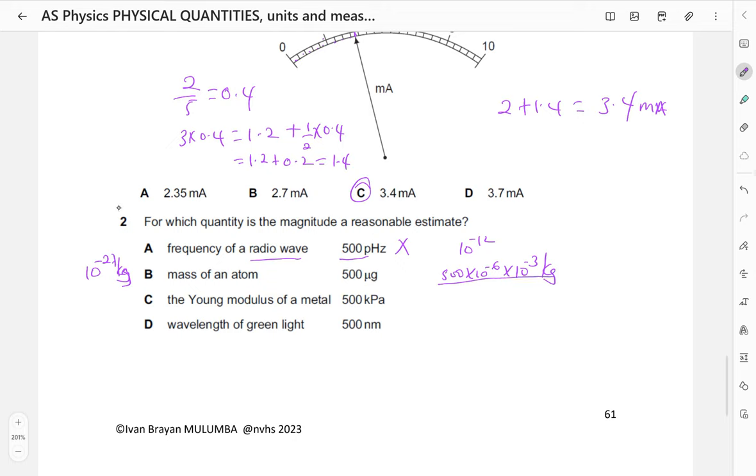The Young modulus is 500 kilopascals, 500 times 10 power 3 pascals. This gives us 5 times 10 power 5 pascals. Young modulus of metals is of the order 10 power 11 or gigapascals. Wavelength of green light, 500 nanometers. So this one is a realistic estimate. We know that visible light ranges from red at 700 nanometers up to violet at 400 nanometers. So green light could be in between there. So this is a reasonable estimate.